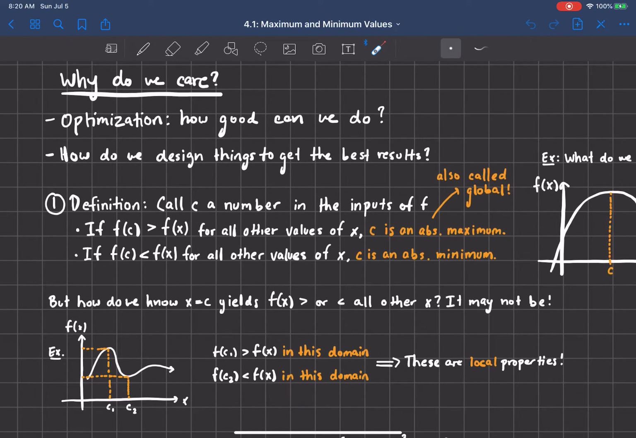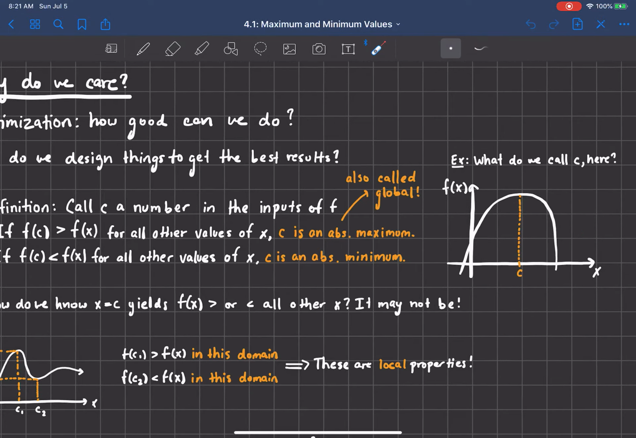So let's go over some important definitions. We define this number c as a number in the domain of f, and if f of c for some function f is greater than f of x for all other values of x, then c is an absolute maximum. That's how we define it. On the other hand, if this value c yields an output that's less than f of x for all other values of x, then c is an absolute minimum. This idea of absolute is also called global.